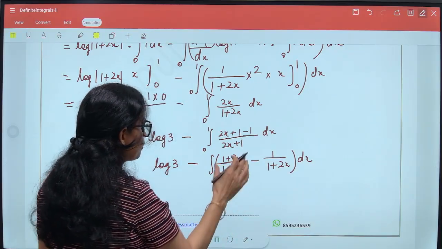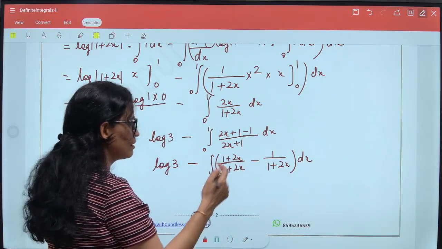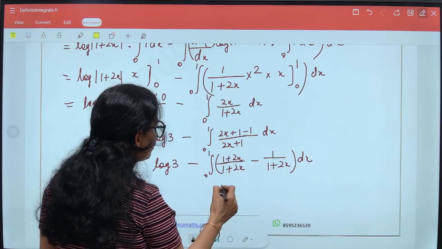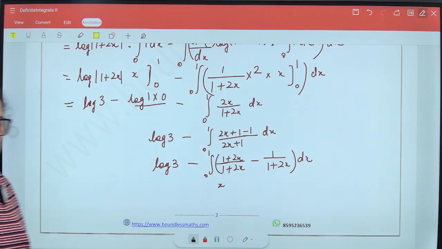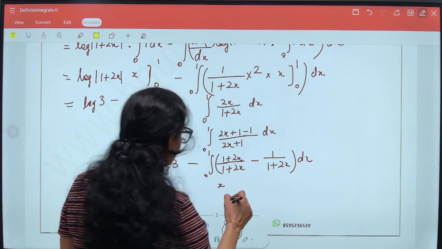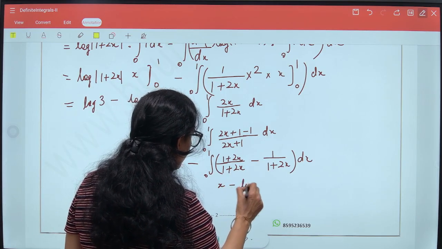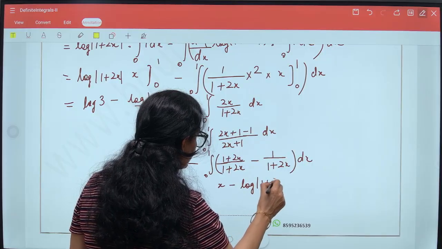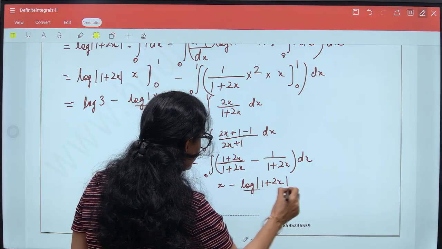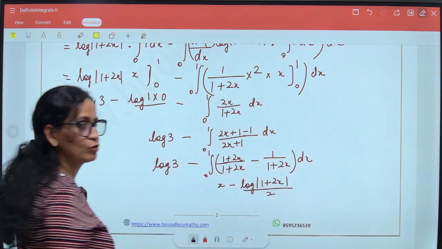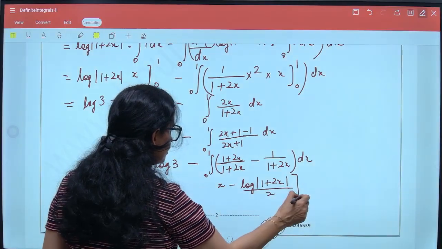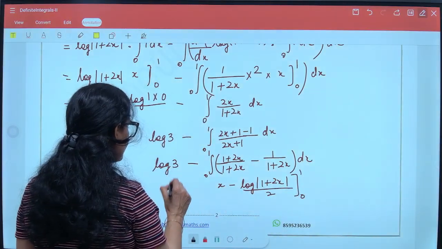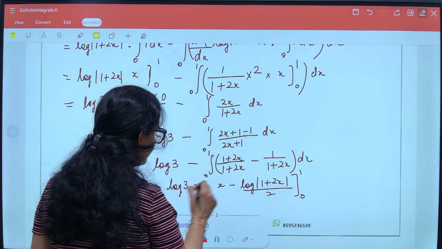This first expression becomes 1, so the integral of 1 is x, and the integral of 1 upon 1 plus 2x is going to be log of 1 plus 2x, so this will be minus log of 1 plus 2x whole upon 2, because the coefficient of x here is 2, and we need to limit all this with 0 to 1 also. Outside we have log 3 minus this.